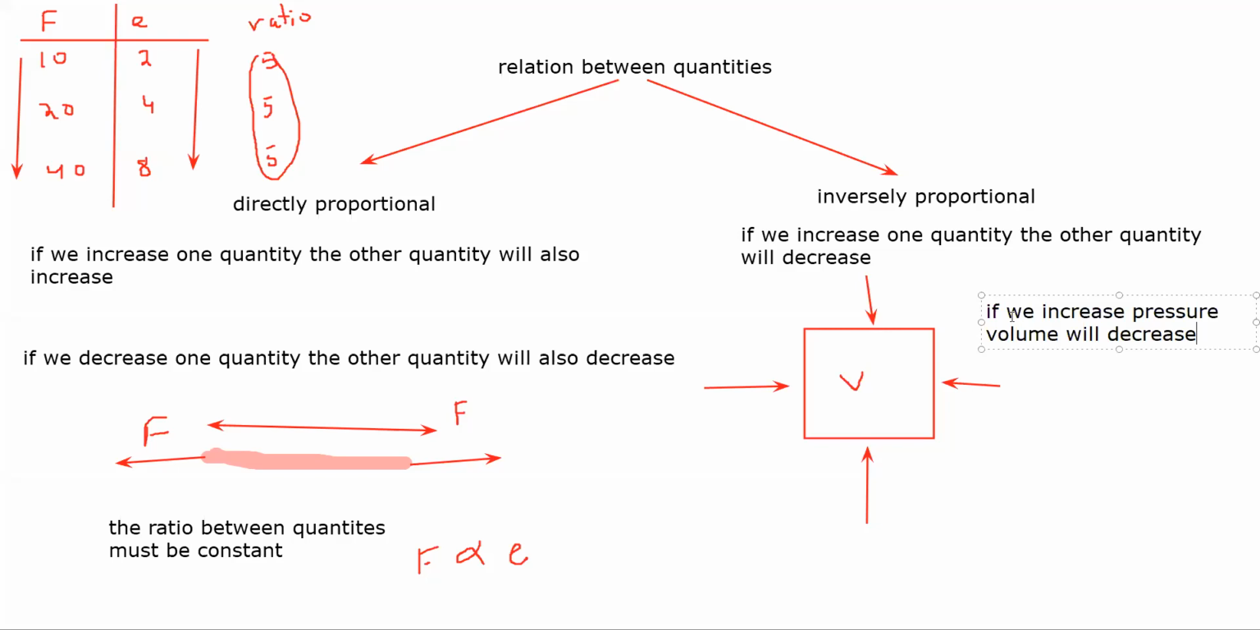If two quantities are inversely proportional, then the product of the two quantities must be constant. So if the product is constant, then if one is increasing, the other is decreasing, and the product is constant, we can say that these quantities are inversely proportional.